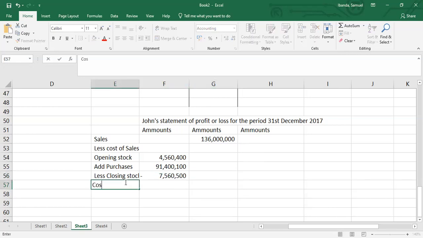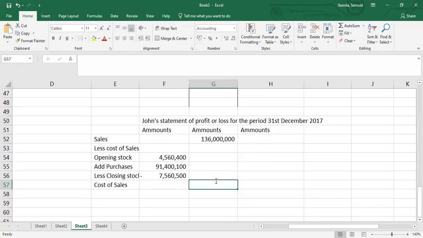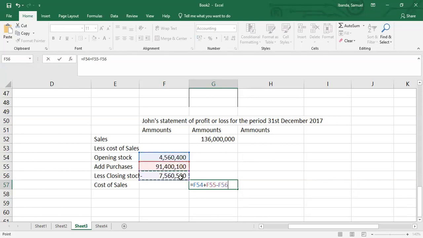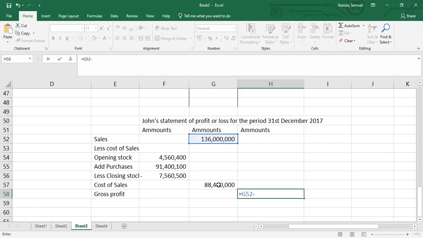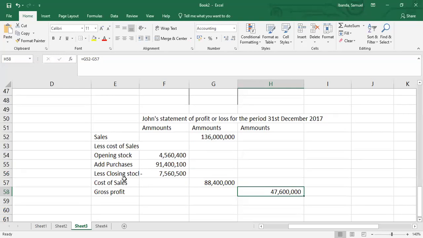So my cost of sales is basically this plus this. Okay. Just add since it already has a negative on it. To get 88,400, okay? Then after that, I can determine my gross profit or gross loss. Gross profit I also already have, but presentation matters. It is 136 minus 88, and I have 47,600,000.